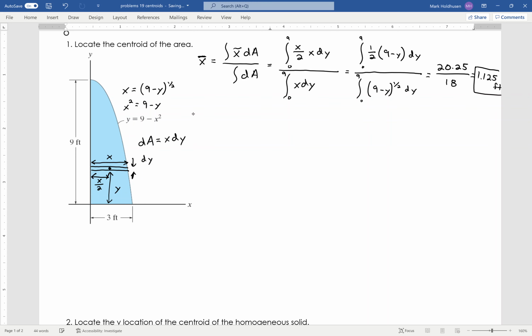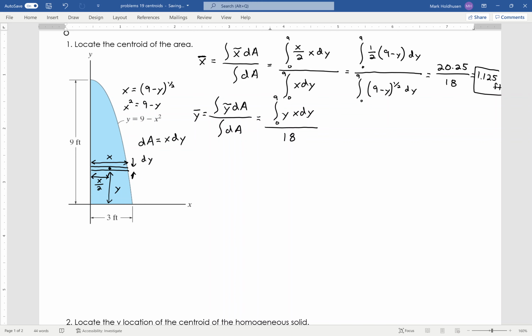For the y location of the centroid, I get a very similar equation, the integral of y tilde dA all over the denominator dA. Now notice the denominator is exactly the same. If I integrate dA, then that's just going to be A, which we found to be 18, and that's going to be square feet. So the difference this time is that instead of x tilde, I'm going to use y tilde. Y tilde again is some arbitrary location y, and dA again is x times dy. I am still integrating with respect to y here, so my limits will be 0 to 9. However, the denominator I've already solved. I'm not going to bother solving it again. I get it to be 18.